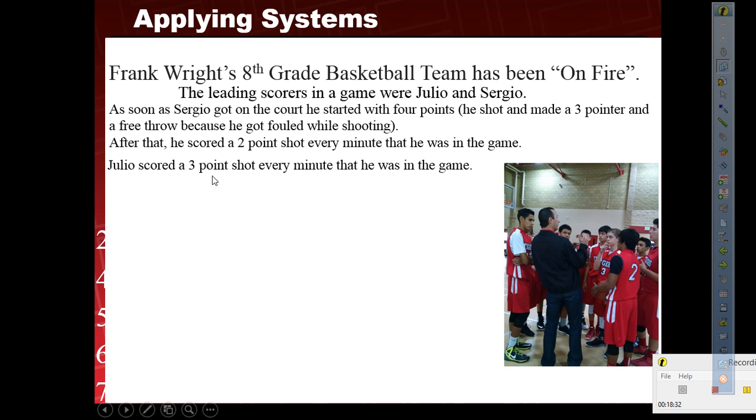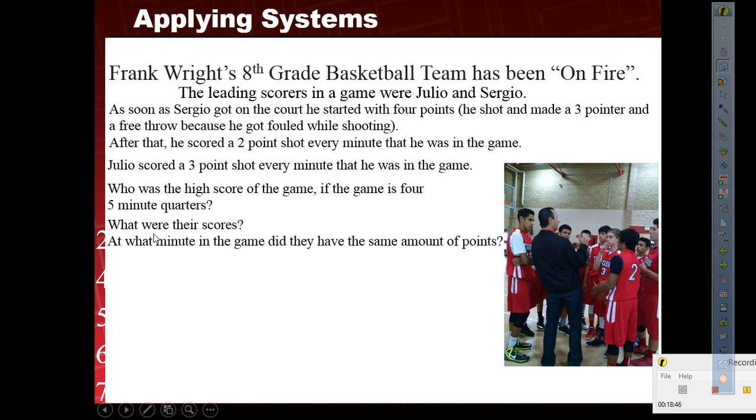Julio scored a 3-point shot every minute that he was in the game. Questions: Who was the high scorer at the end of the game if the game is 4 5-minute quarters? What were their scores, and at what minute in the game did they have the same amount of points? So at this time, get into pairs. You don't have to copy the problem. I want you to set up your input-output tables and talk it over to see what the scaling for each graph would be. I'll be walking around if you need help.